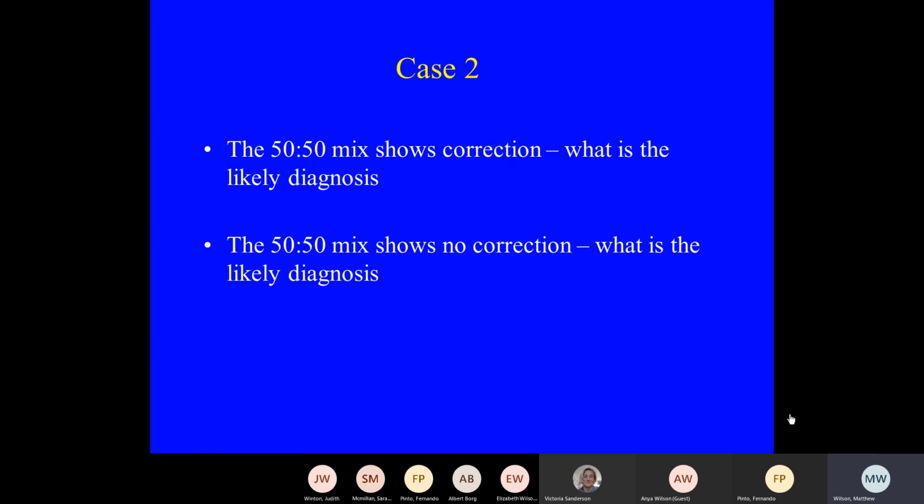So factor deficiency. Exactly. And the next slide. Yeah, and if it shows no correction, next slide. That's it. Next.